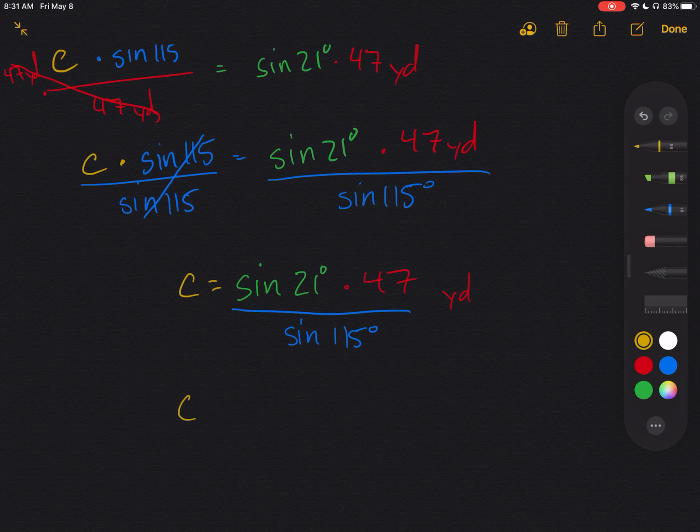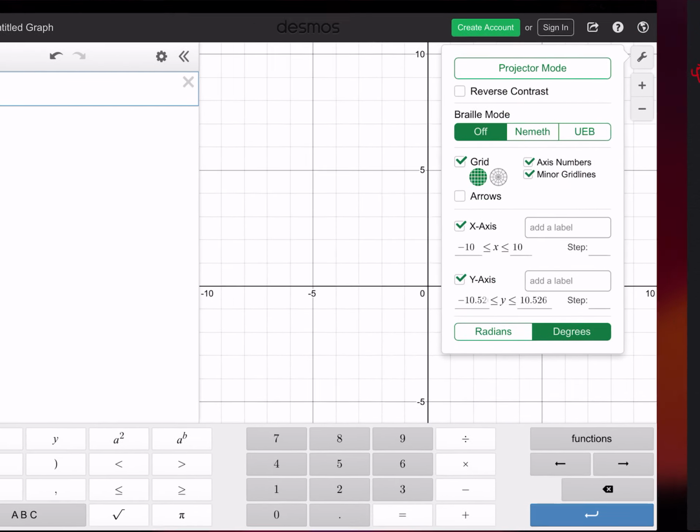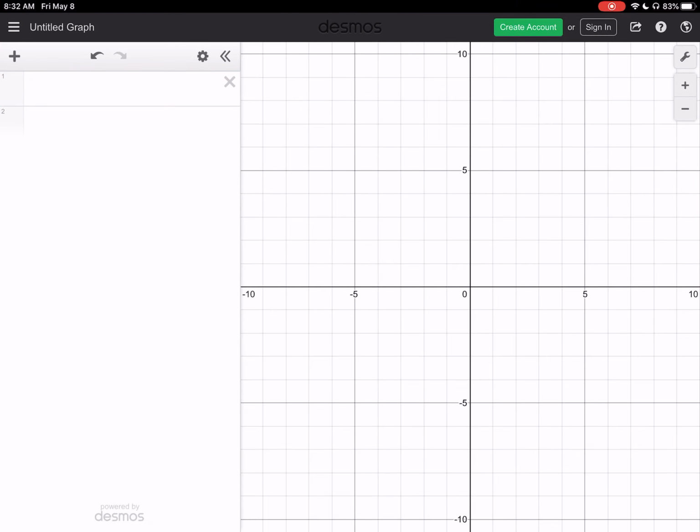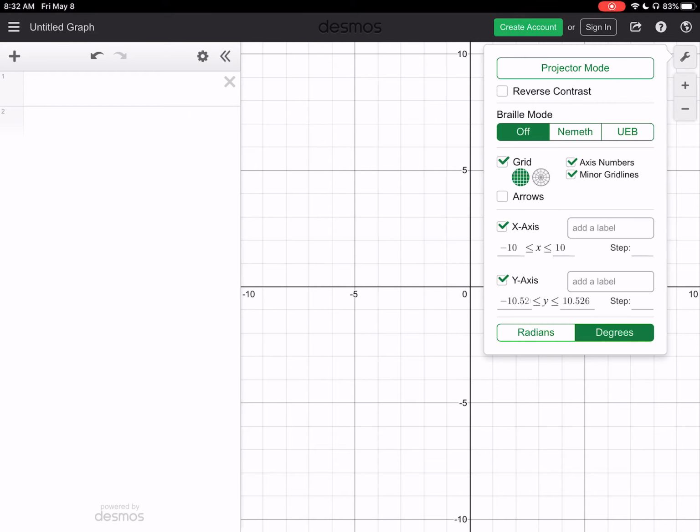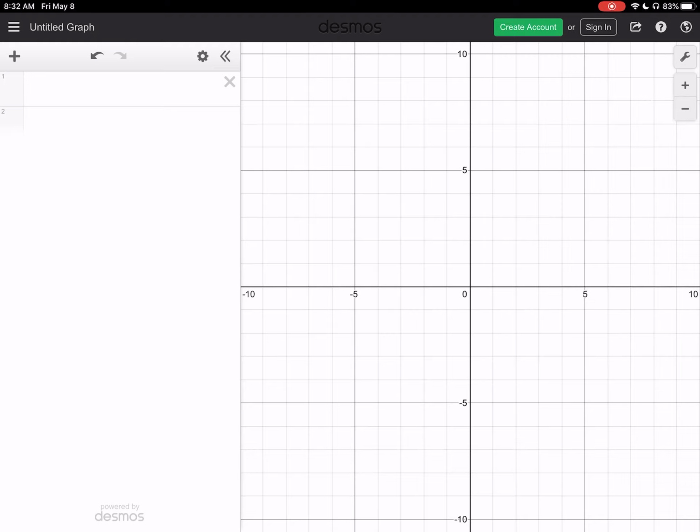So at this point, you're saying, well, that's all fine and dandy, but that doesn't look like a side length to me. That looks like a bunch of math mumbo jumbo. Correct. So we want to plug it into a calculator. Now, if you don't have a graphing calculator, then your best shot is going to be to go to Desmos, which I happen to have open. And first thing you'll want to do is make sure that you're in degree mode. So if you tap the wrench at the top right hand corner, at the bottom you'll see radians and degrees. We want to be in degrees.